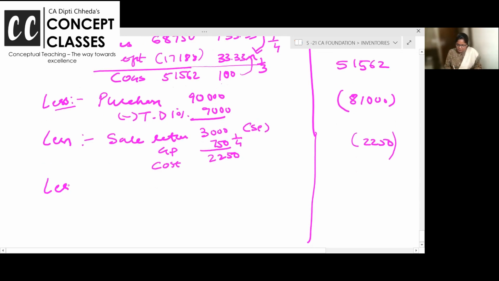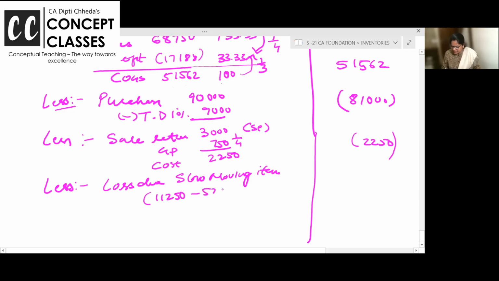Let's move ahead. Next. Okay. After inventory taking, it was found that 11,250 should be taken at 5250. Loss due to slow moving items or poor selling lines. Write slow moving item, different names, same item. For slow moving item there is a loss. 11,250 minus 5250.